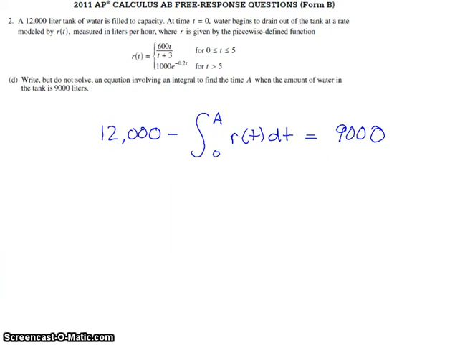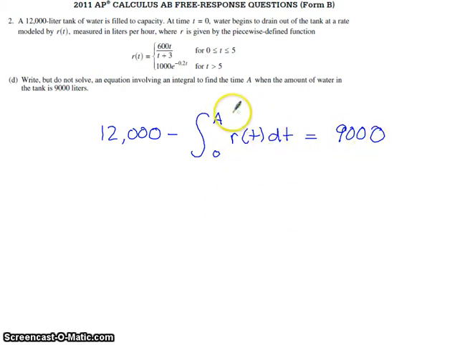And then in part D, not a lot to do here. A little bit different type of question though. It says write but do not solve an equation involving an integral to find the time A when the amount of water in the tank is 9,000 liters. So we know there are initially 12,000 liters, and then we would subtract how much water has drained from the tank. And we want to know when that is equal to 9,000. So we're starting with 12,000 minus how much is drained equals 9,000.